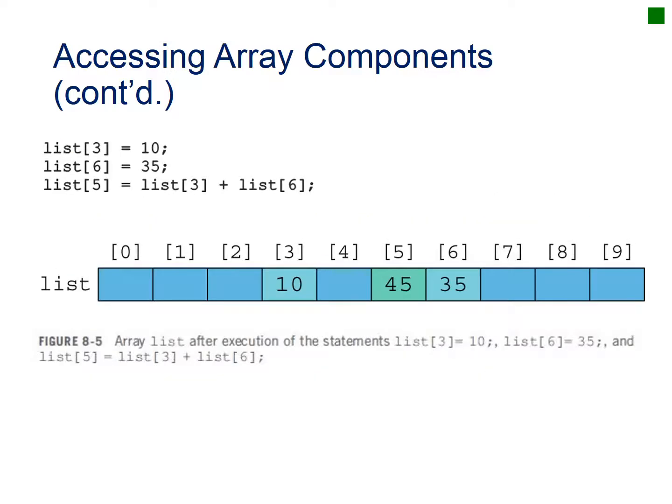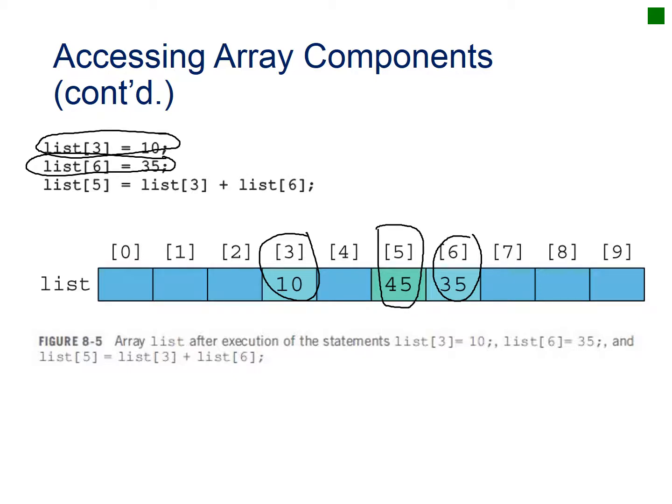We can add the elements of an array. For example, if we assigned list[3] 10 and list[6] 35, we can add up list[3], which is 10, and list[6], which is 35, and store that value in list[5], which is 45.